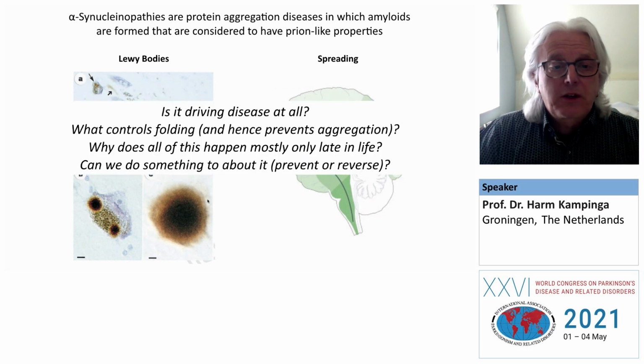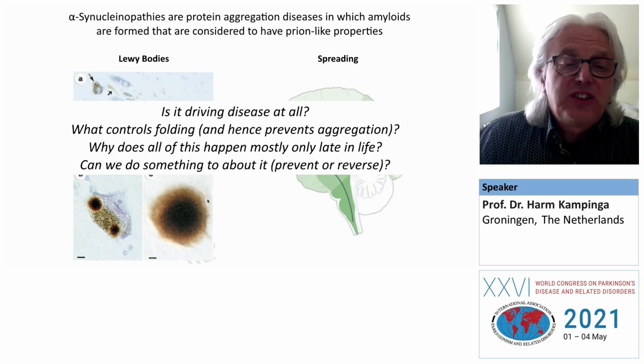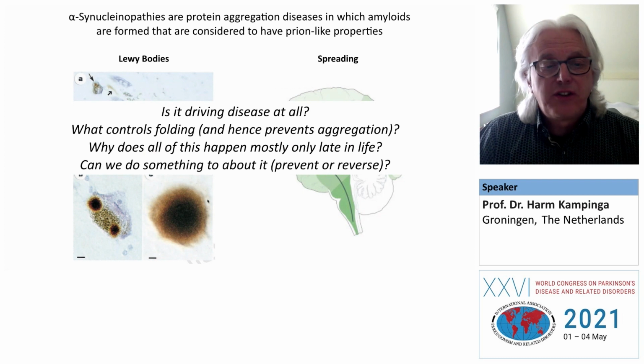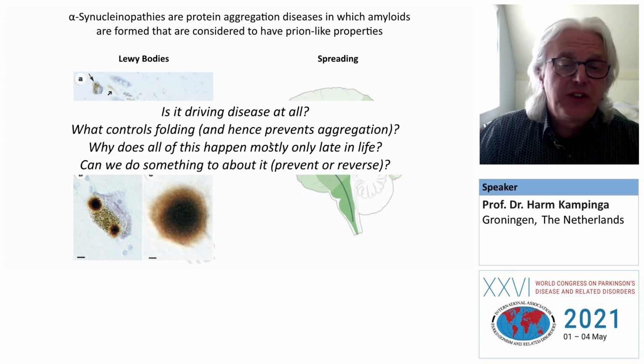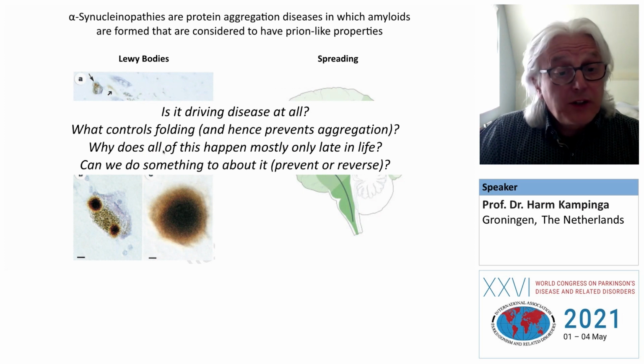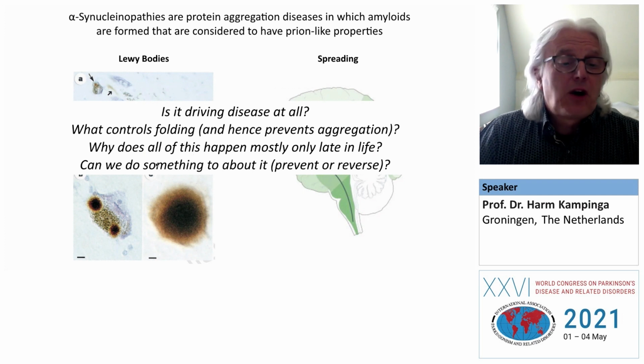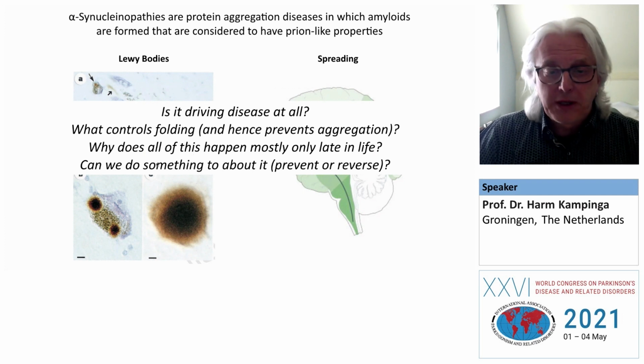Now, the question that has been often asked is, is this aggregation actually driving the disease at all? And what actually controls protein folding and hence prevents aggregation if this is important? And why does all of this happen mostly only late in life? And of course, the final thing, can we do something about it? Can we prevent or reverse it?